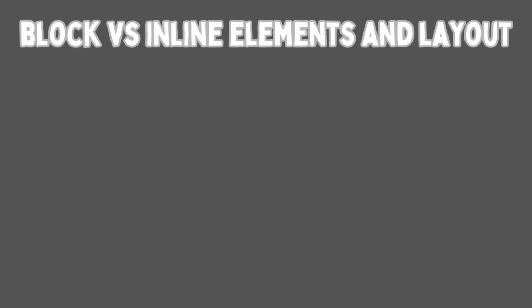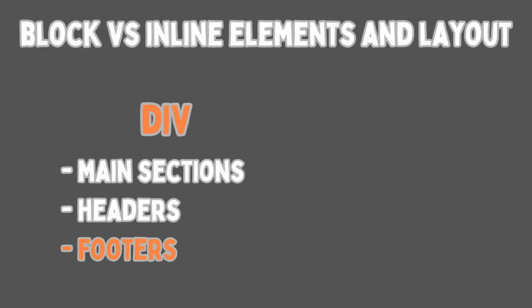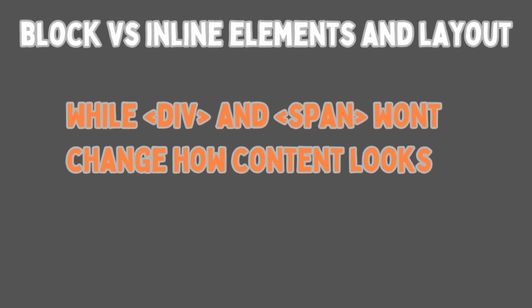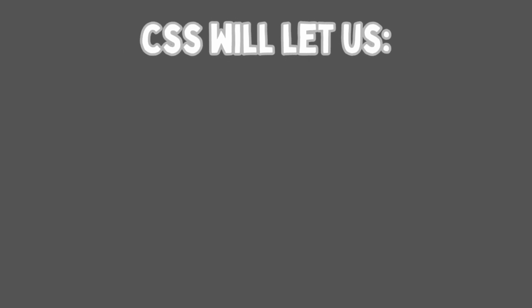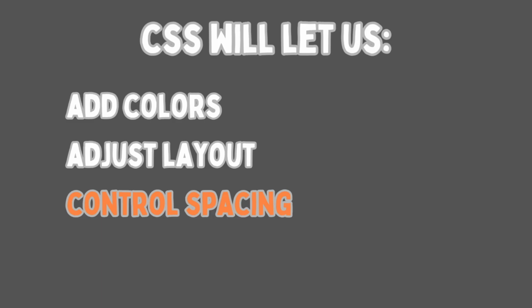Understanding block and inline elements is essential for page layout. You can use div to create main sections, headers, or footers, while span is perfect for styling text within a paragraph. While div and span alone won't change how content looks, we'll use CSS to style them in future lessons. CSS will let us add colors, adjust layout, and control spacing, so these tags become even more powerful.